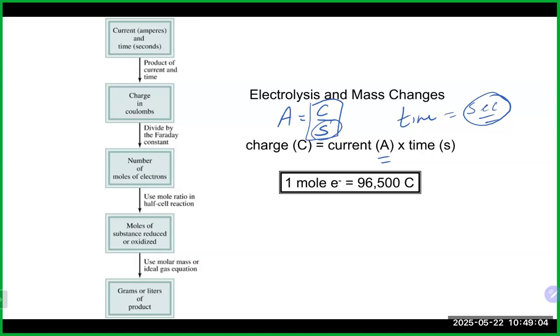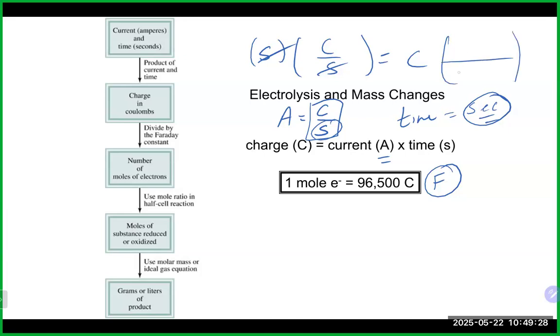By using the time and the current, you take your seconds and multiply by your coulombs per second, which is your amperage. The seconds will cancel, and this will give you coulombs, which is a unit of electrical charge. At that point, you can use our friend Faraday's number, or constant, to go from coulombs of charge into moles of electrons.